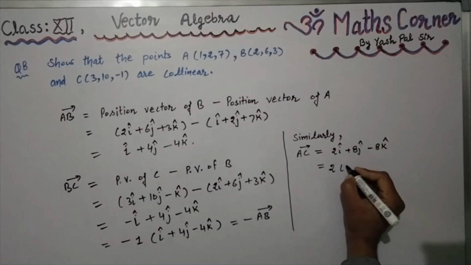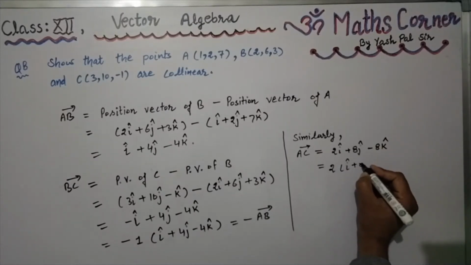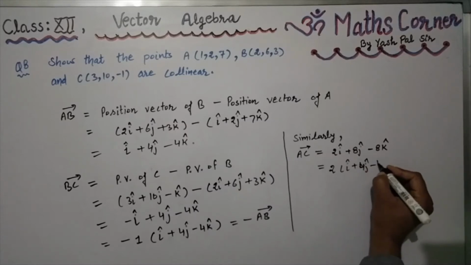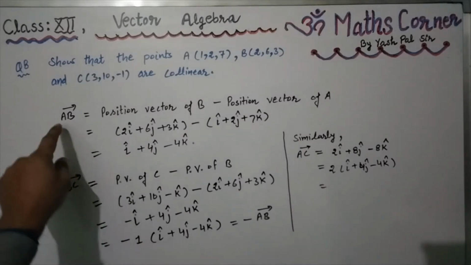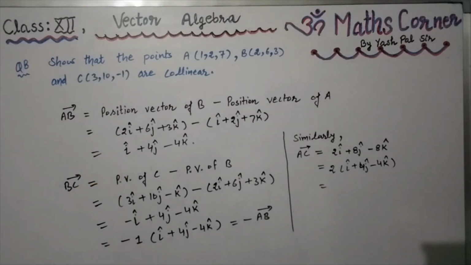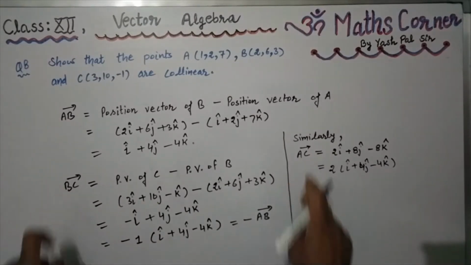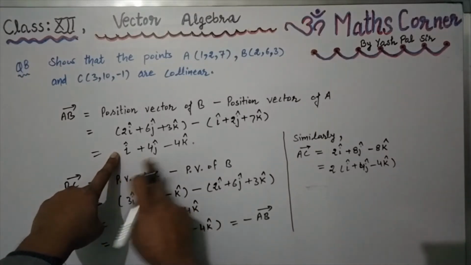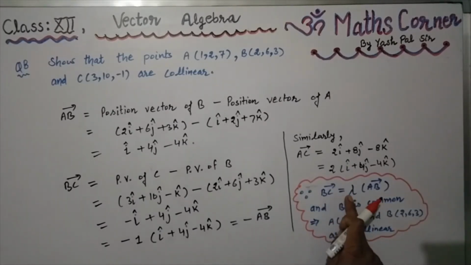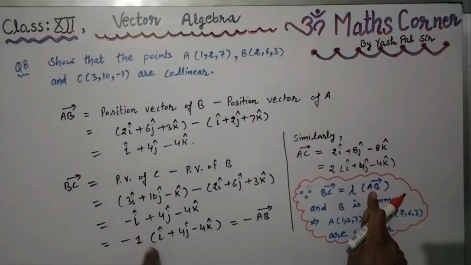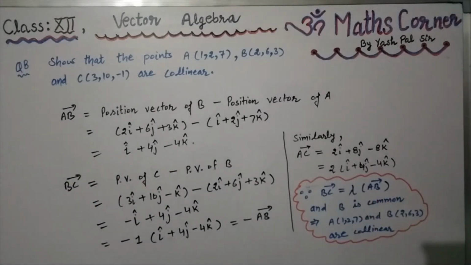Similarly, AC is equal to 2i plus 8j minus 8k. So we can write 2 into i plus 4j minus 4k. So this is again equal to 2 times vector AB. Okay. So what we find here, all these vectors AB, BC and AC, they are parallel, because vector BC is equal to lambda vector AB.